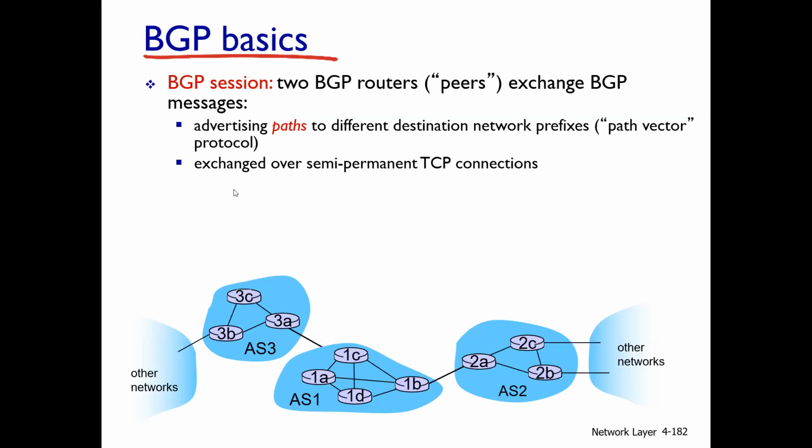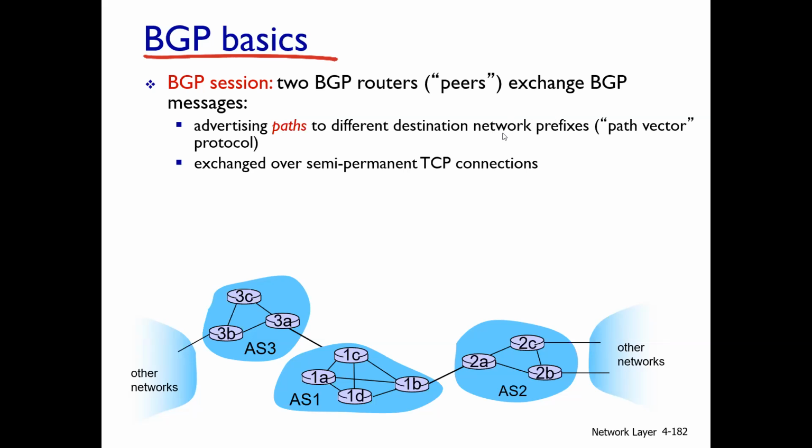The way it works is that you have a BGP session, BGP routers, which are interconnected. Interconnected routers are called peers. They exchange BGP messages, and those messages advertise paths to different destination network prefixes. So remember, what is a network prefix? That's your IP address along with a slash and a number between 1 and 32, which tells you it's an aggregate range of addresses that you can reach. You can get to a certain set of destinations.